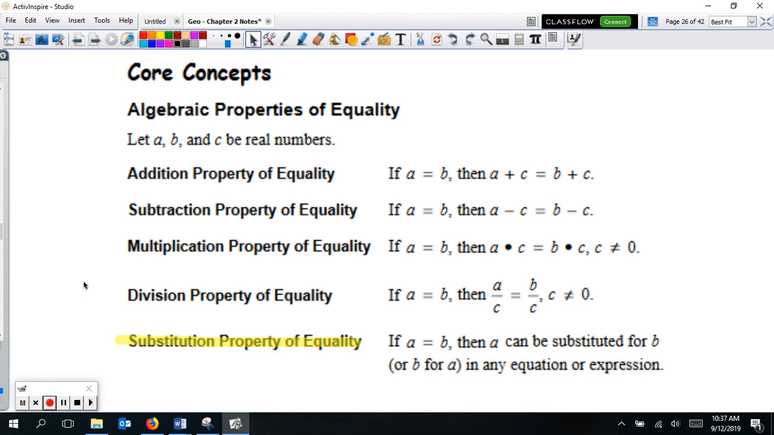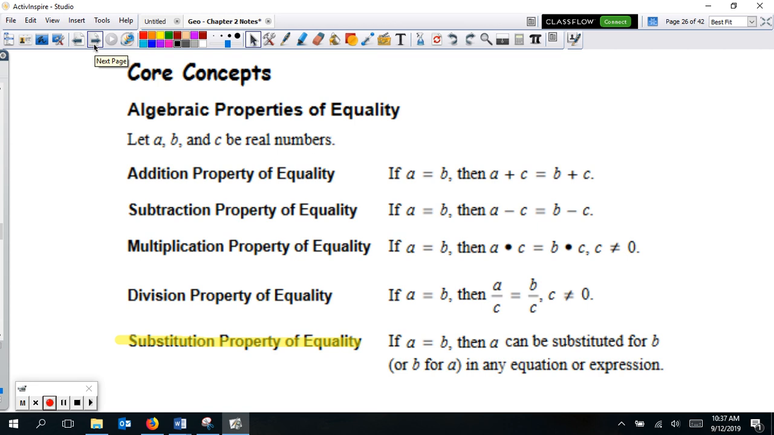So like if we know that something equals something, like A equals B, and maybe B is in some other equation, we can always substitute A in for B. So we always will use this property a lot when we're looking at segments or angles or something else that we're trying to prove in geometry. Substitution properties, that's a big one.